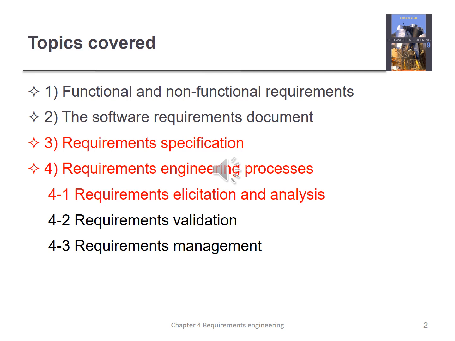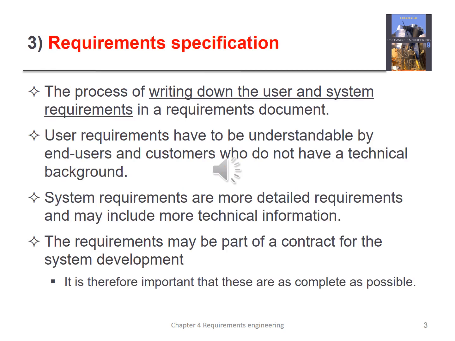Now we're talking about the requirement specification. Requirement specification, we're going to talk about the ways of collecting requirement. And then after that, we'll go to the requirement engineering process itself, which is requirement elicitation and analysis, requirement validation, and requirement management. As we said just a few minutes ago, requirement specification is the process of writing down the user and system requirement in a requirement document.